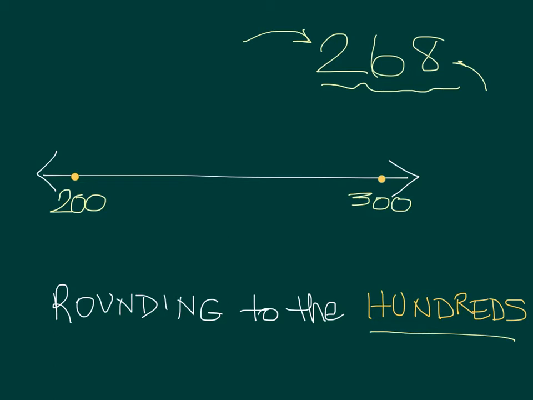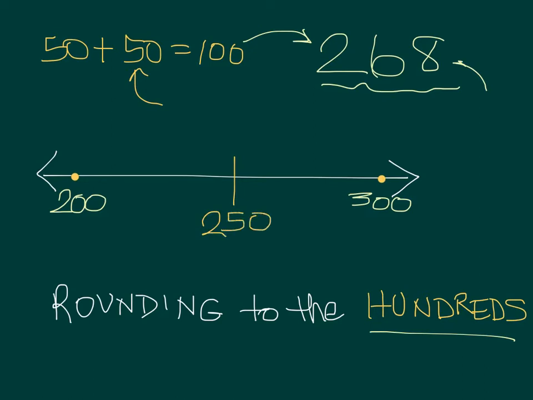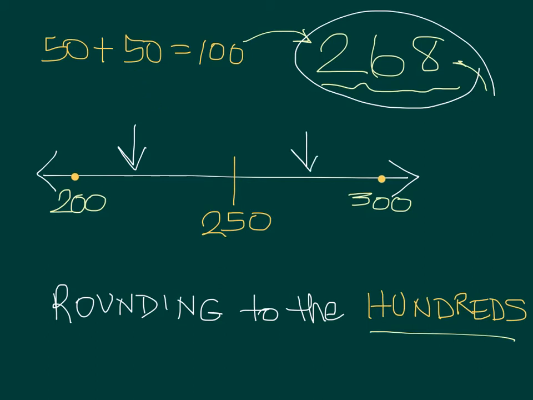Now, something else to think about is where the middle of my number line is. If you think of 50 plus 50 equals 100, then 50 is going to be the middle of 100. For this number line, because I start at 200, that means 250 is going to be the middle of my number line. Now, I have to figure out where 268 is going to go. Is 268 going to go here, or is 268 going to go there? I want you to think about it for just a second before I tell you the answer.